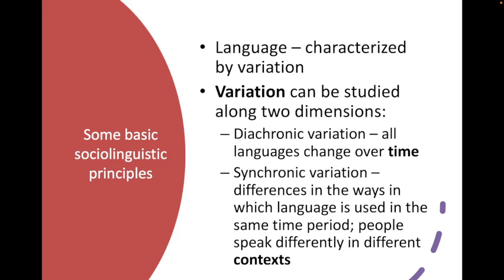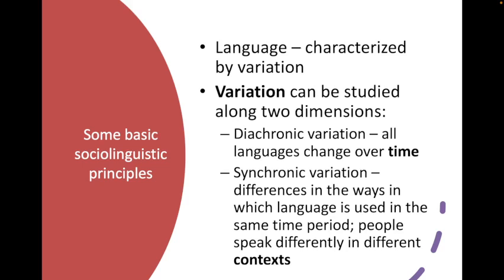Language is characterized by variation. As I said, our language also varies and is dynamic. As our society grows older, it changes over time. Variation can be studied along two dimensions: diachronic variation, where all languages change over time, and synchronic variation, which is differences in the ways in which language is used in the same time period.